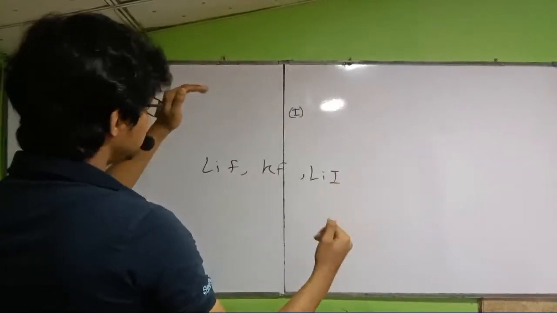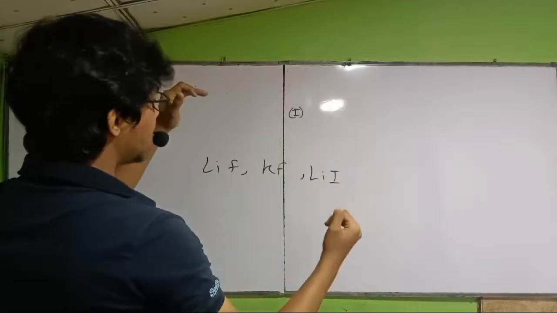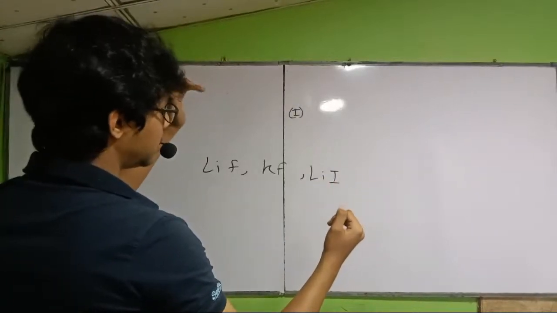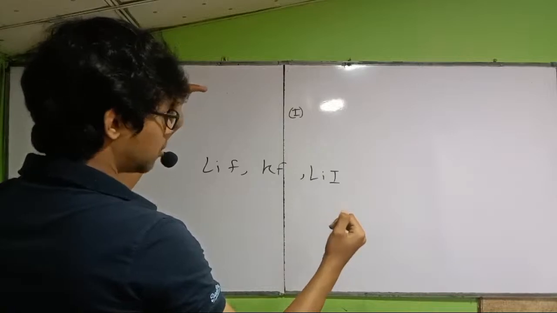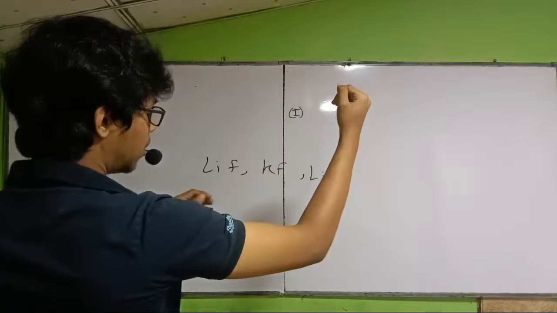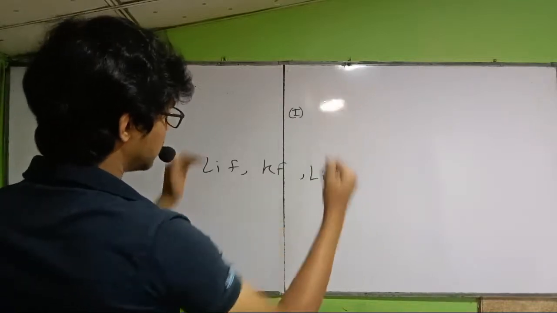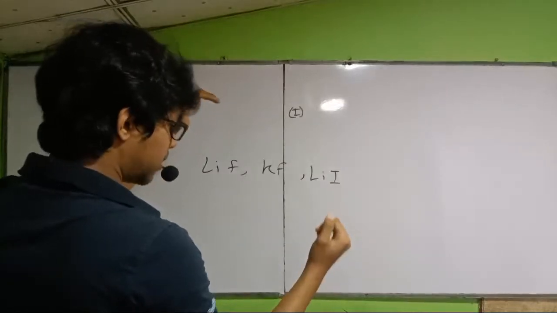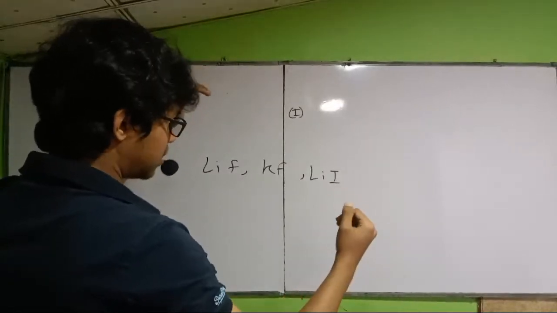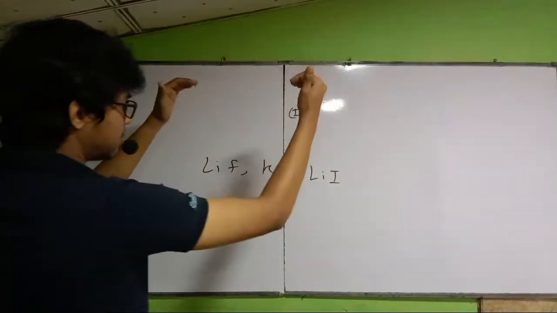Polarizing power very high and polarizability very high, and polarizing power low. Right? Polarizing power low means more covalent. This one is more ionic. Polarizing power is very less and polarizability also very less. Here polarizing power high, polarizability also high, therefore covalent. Right? So lithium fluoride is like this, at the top.